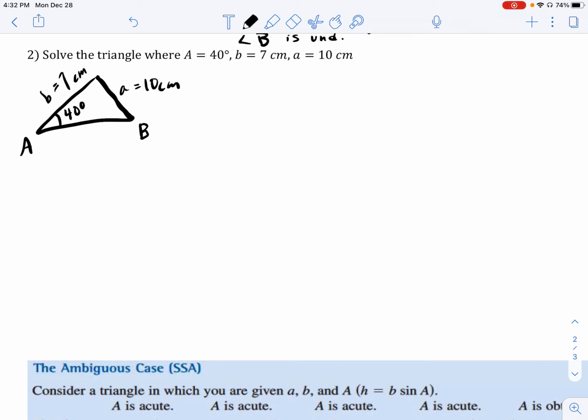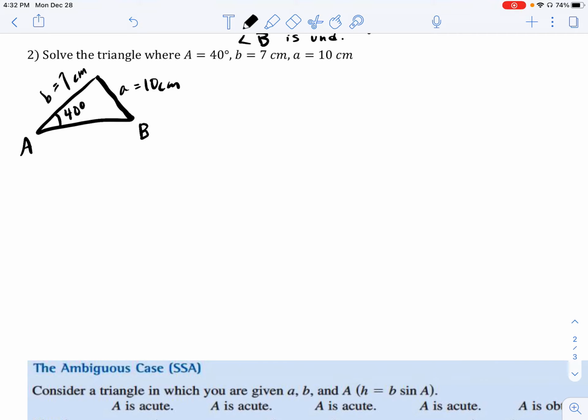So as soon as you see that it's SSA, then you should be on high alert. You should be bracing yourself for the possibility that we have 0, 1, or 2 triangles. It's always one of those things where I encourage students, as soon as you know that it's an SSA, you've got to be extra careful here. You want to consider those possibilities.